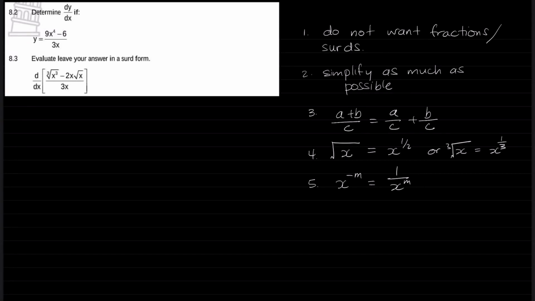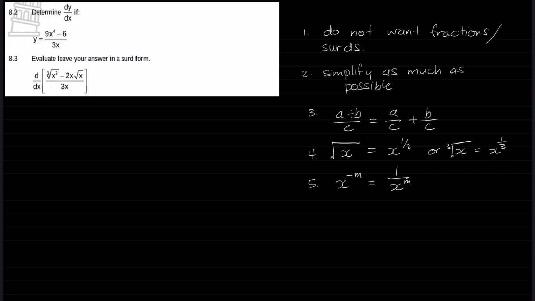So today we're going to look at taking the derivative of expressions or equations that have fractions or surds in them. So I've written down some key pointers that we want to try and remember when we're doing these kinds of questions. Number one, we do not want any fractions or surds. So we want to try to simplify it as much as possible, get rid of the fractions, get rid of the surds and so on.